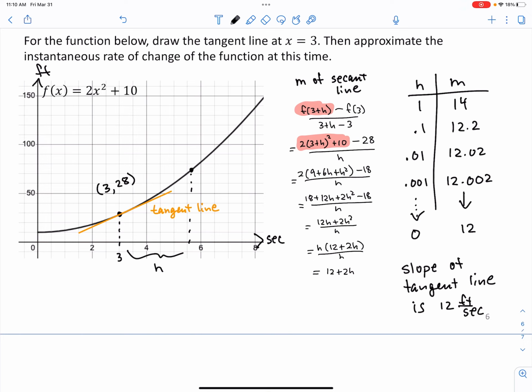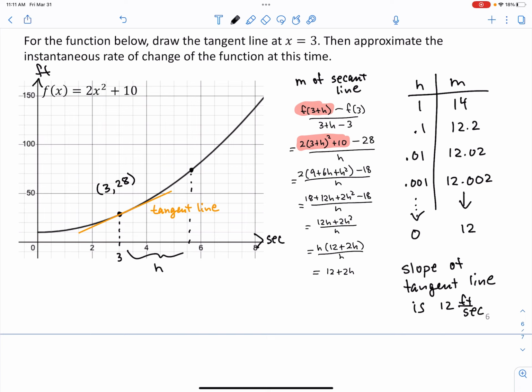It's like you could imagine the speedometer of this object moving up is changing, but if you take a picture at 3 seconds and look at the speedometer, you would see 12 feet per second. That's how fast the object is moving at that moment in time. Of course, it speeds up at the very next moment in time. You would expect to see a different velocity. This velocity is not constant.